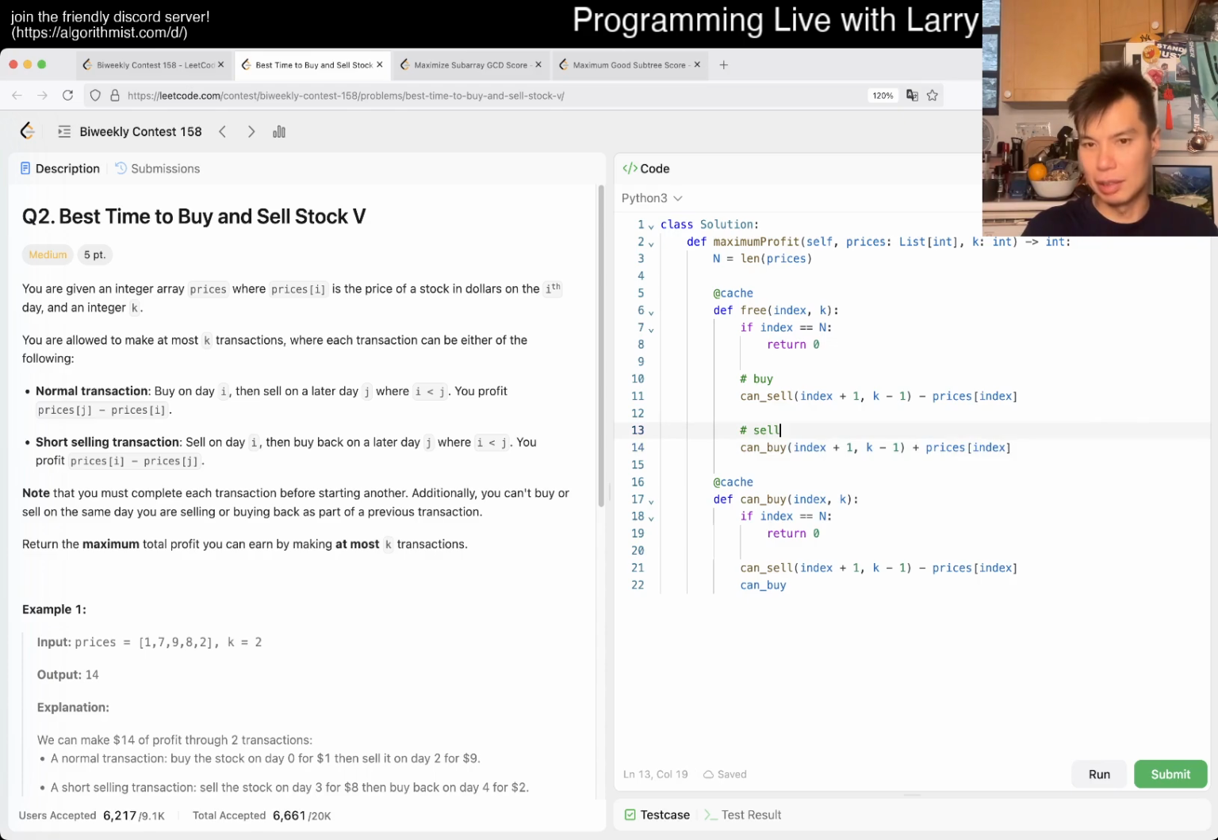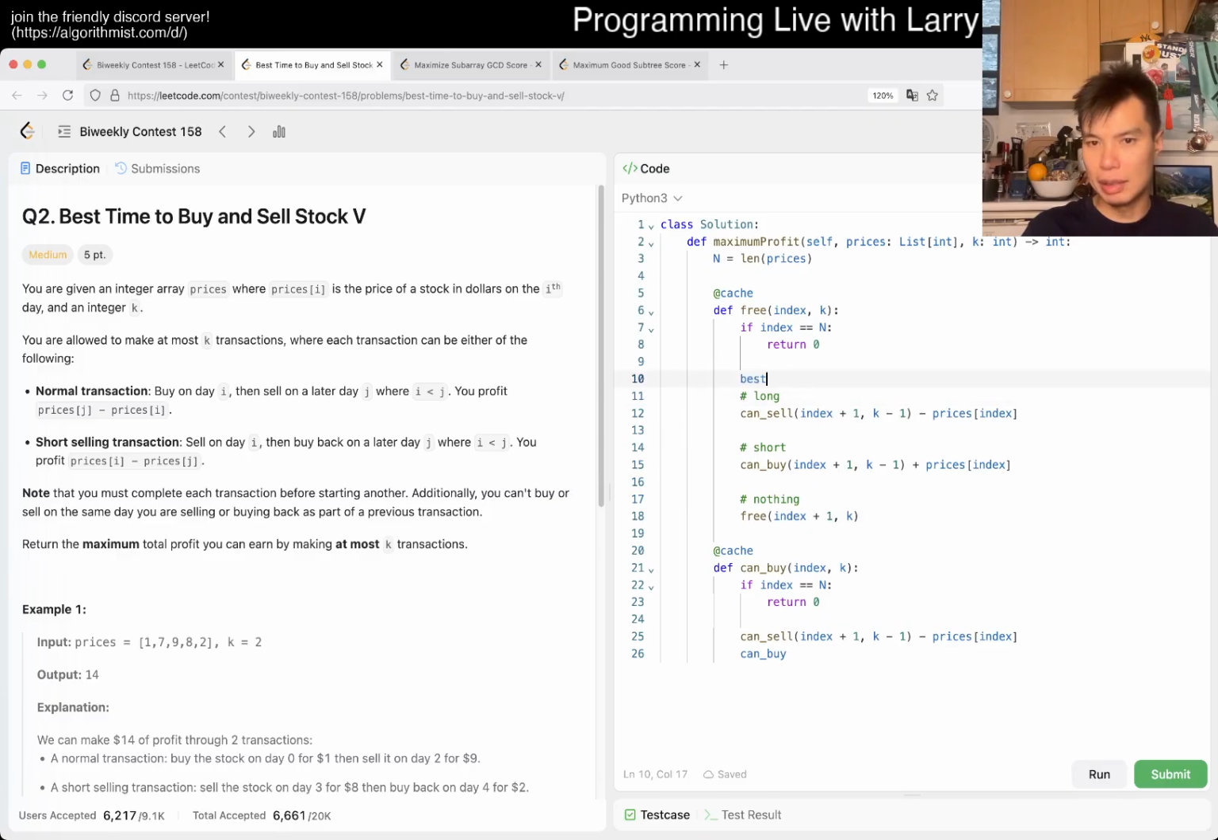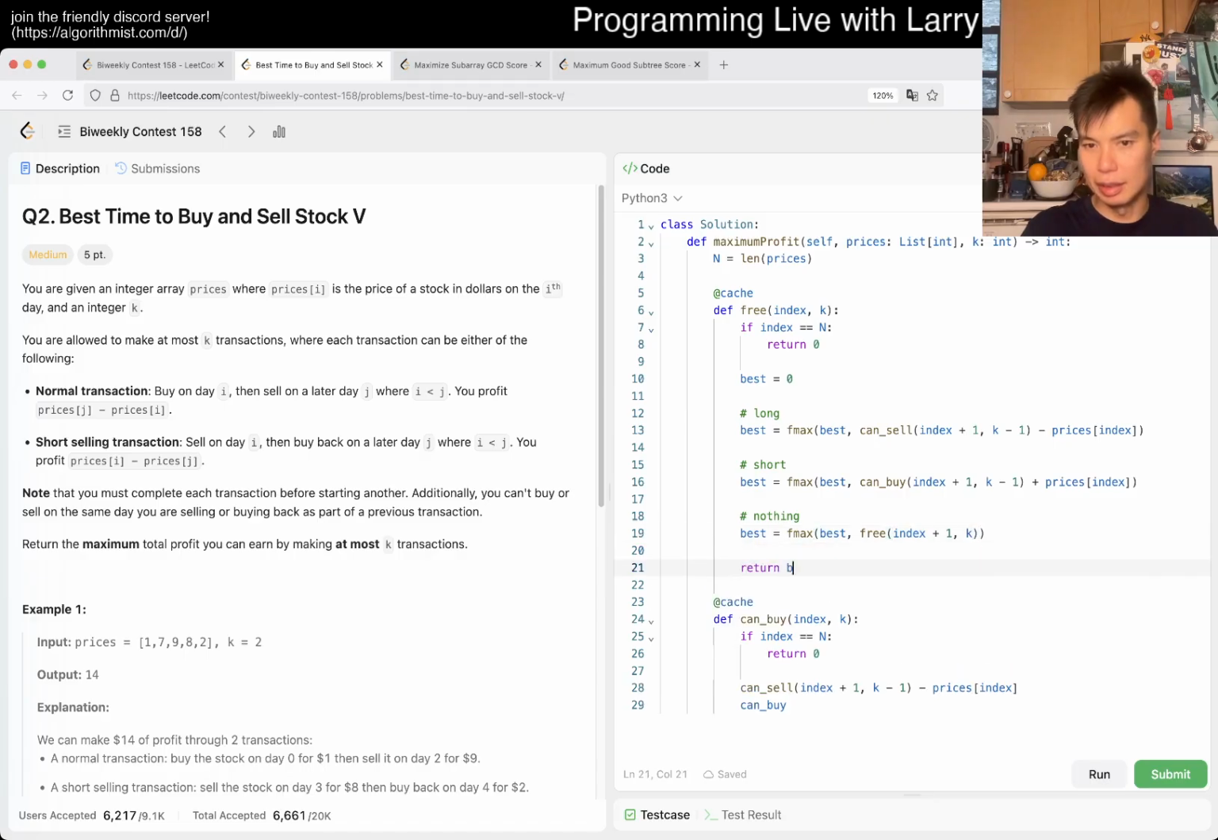This is short. Long short, right? And then the other thing is just nothing, right? So then that's free of index plus 1, k, right? So here, then we just take the min of these three, right? So best is equal to, I guess just not doing anything, so let's just say 0, right? So best is equal to min from max best, right? I have to check that we have transactions left, of course.